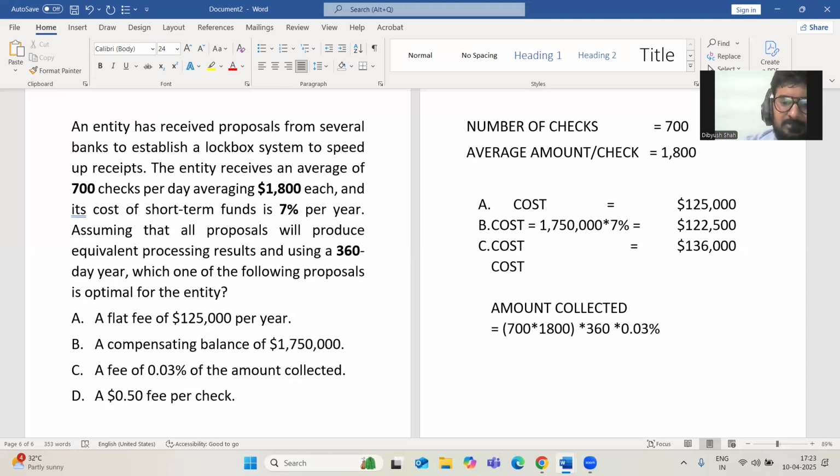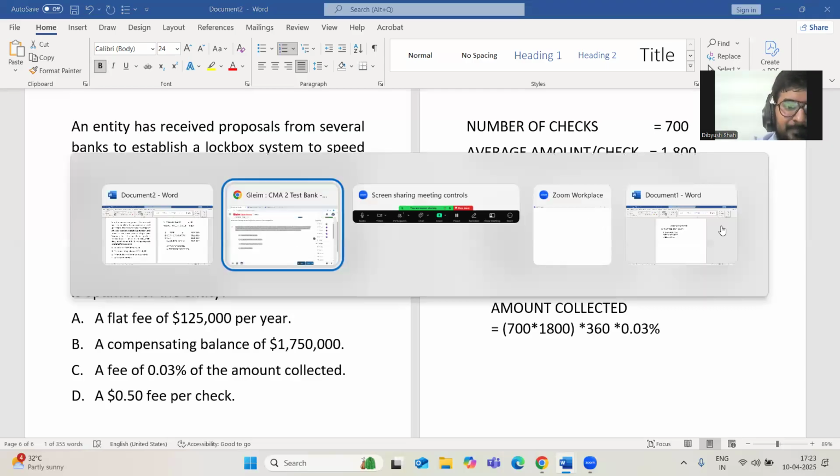50 cents per check. Every day there are 700 checks, I will get 50 cents of each check, and there are 360 days in the year. That comes to exactly $1,26,000. So which is most beneficial for the company? Option B, where I am spending the lowest amount of money.